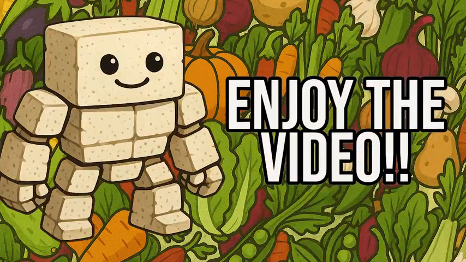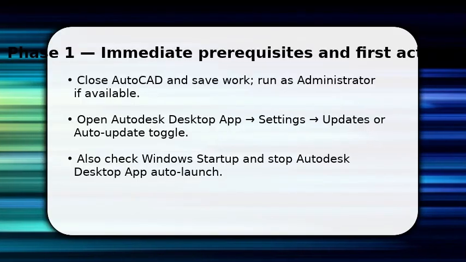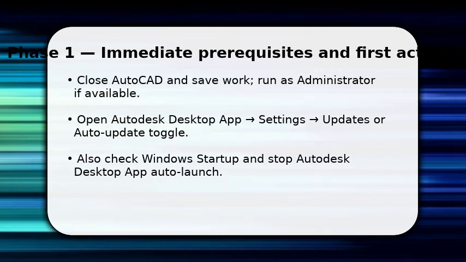Please enjoy the video. You must start with permissions and the right app. Close AutoCAD, then launch the Autodesk desktop app as administrator so changes stick. Once opened, go straight to Settings and locate Updates or the Auto Update toggle. Turn it off to stop automatic downloads.